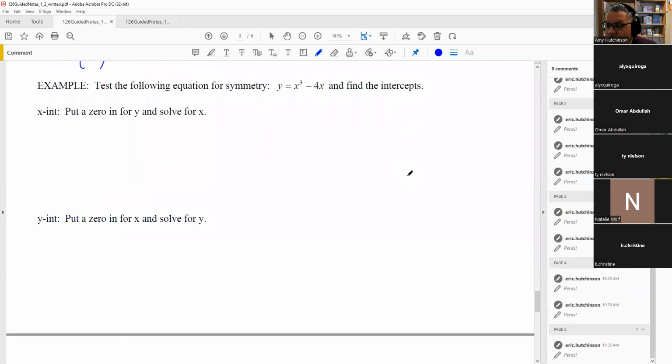Okay, so we have this next one. We're going to test for symmetry, put a 0 in for y, and solve for x. So I have x cubed minus 4x.